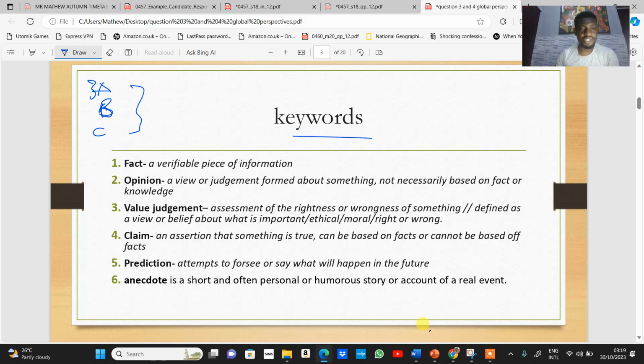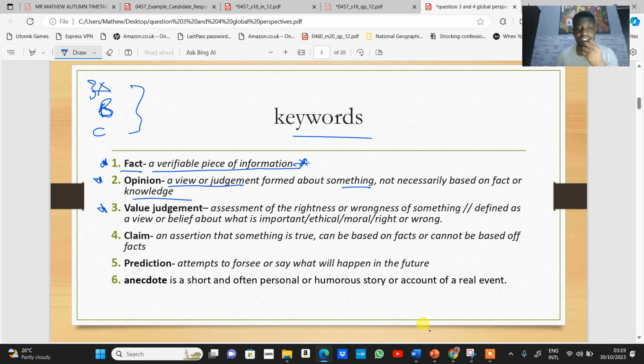The major keyword here is fact. A fact is a verifiable piece of information, information that you can verify. Then an opinion is a view or judgment formed about something. It is your view, the judgment you make about something, and it is not necessarily based on fact or knowledge. So it's just an opinion.